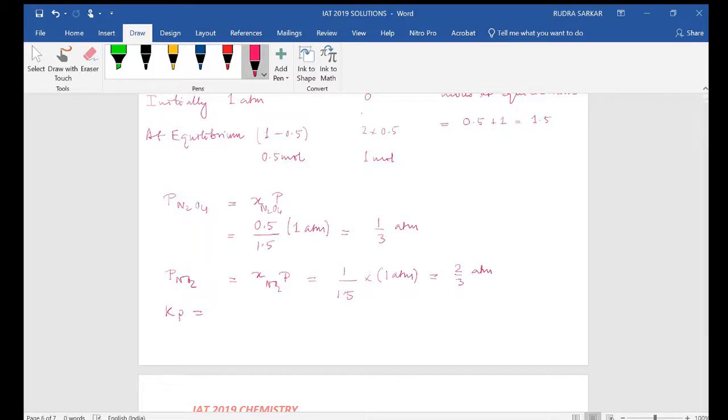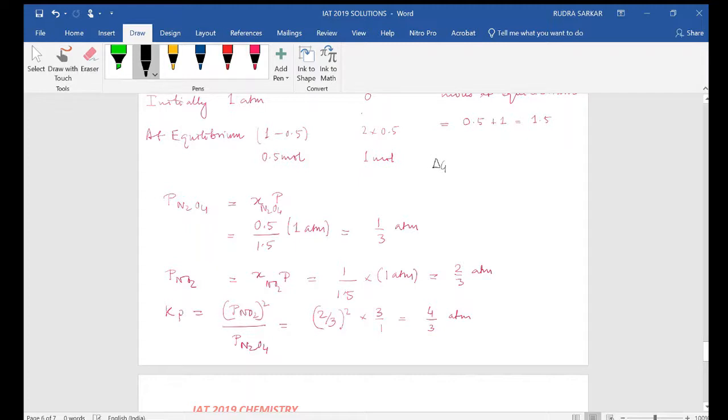Now what is the KP out here? It is going to be PNO2 square by PN2O4, so that is going to be basically 2 by 3 square into 3 by 1, or that will be basically 4 by 3 atm, that is the KP.